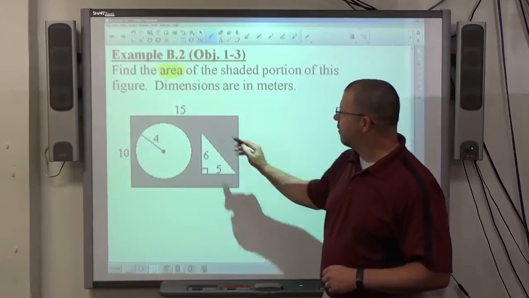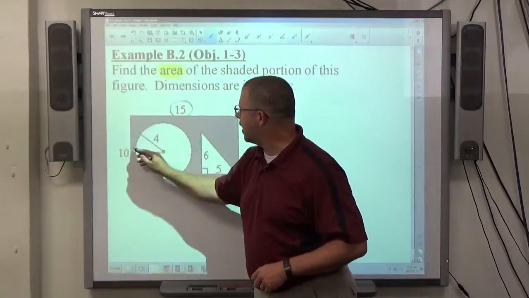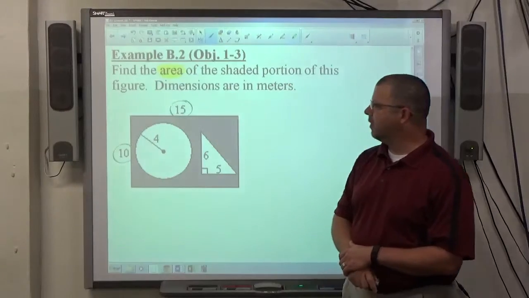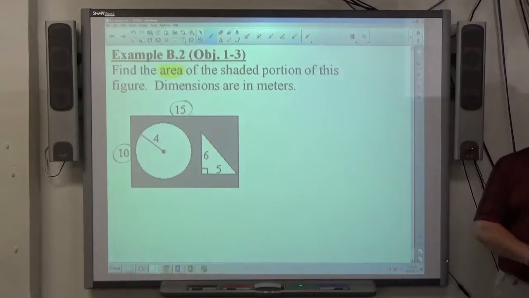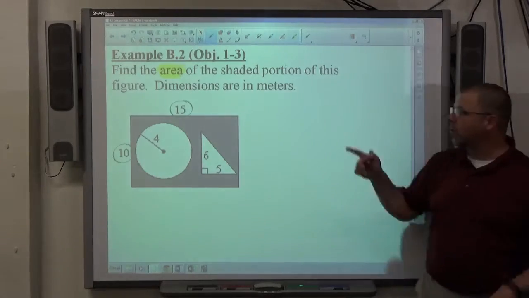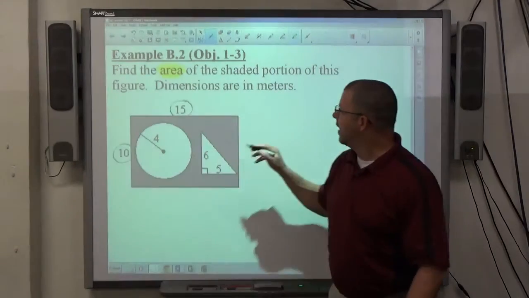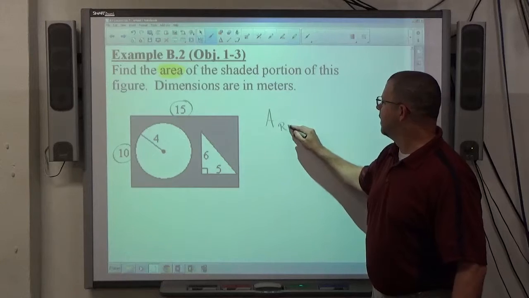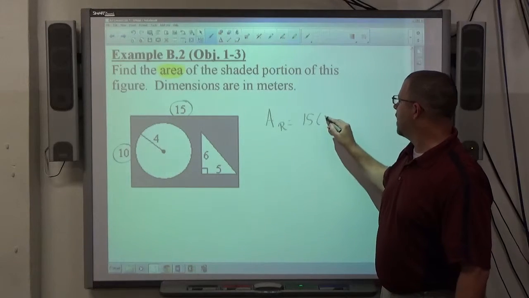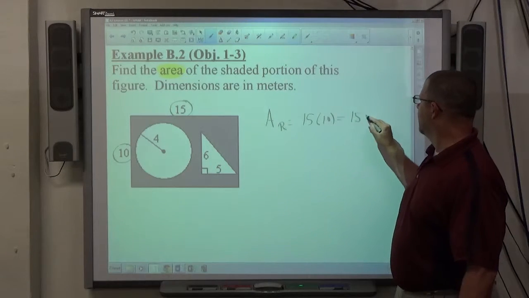So looking at the rectangle first, the dimensions of the rectangle are 15 and 10. Anybody tell me the area formula for a rectangle? Let's go with Maddie. Length times width. Length times width. So length of 15, width of 10. Area of the rectangle is going to be 15 times 10, which is 150 square meters.